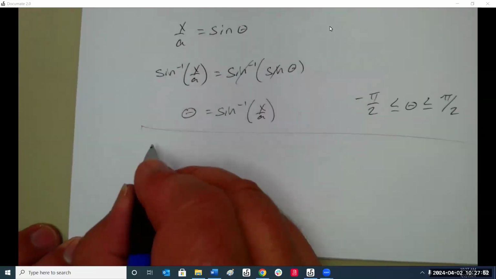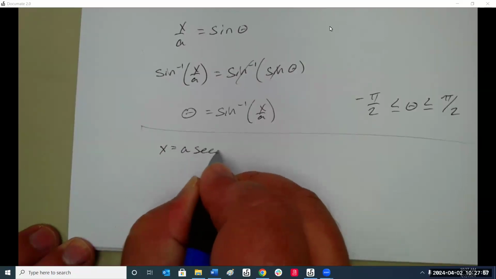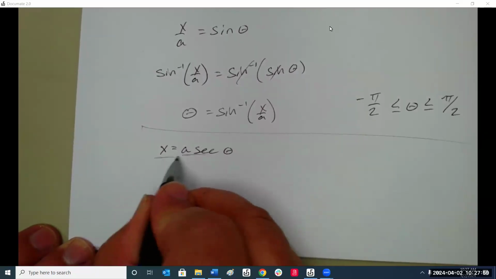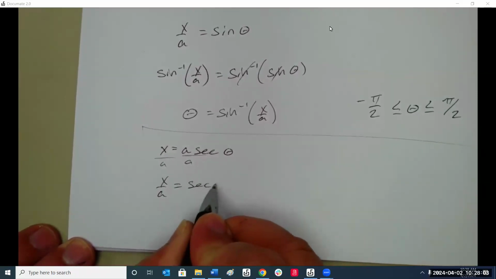The same thing is true for our secant. So x over a equals secant theta.